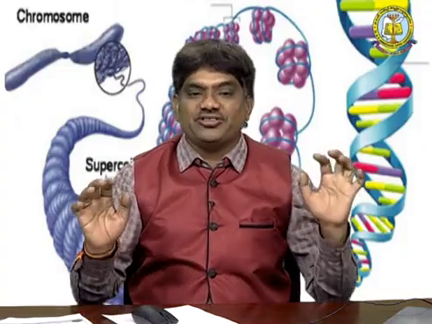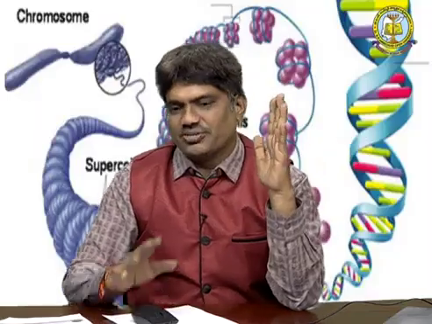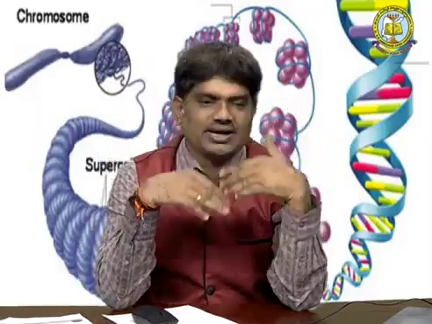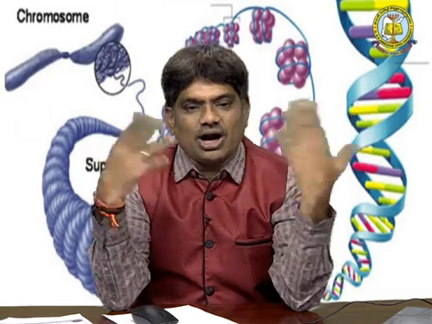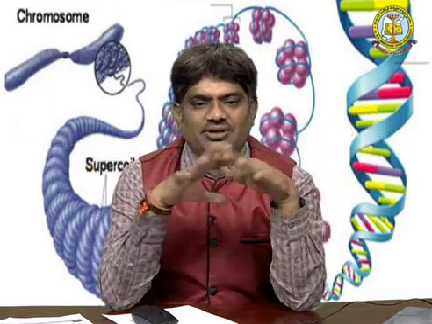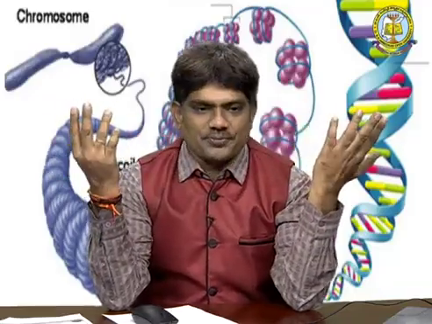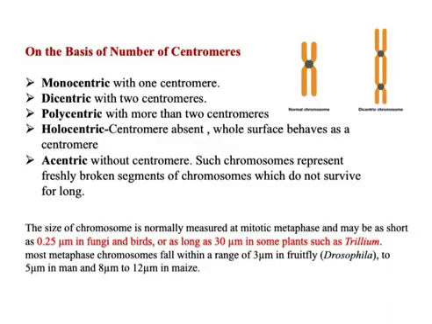Also, on the basis of the number of centromeres, chromosomes are monocentric, dicentric, polycentric or holocentric, where the centromere is totally absent and the whole surface behaves like a centromere. These are the types of chromosomes based upon the centromere.